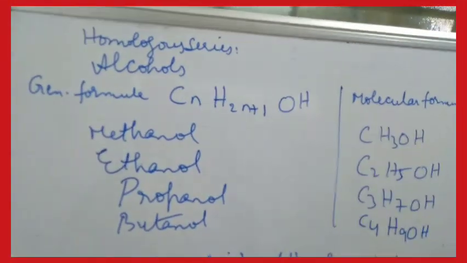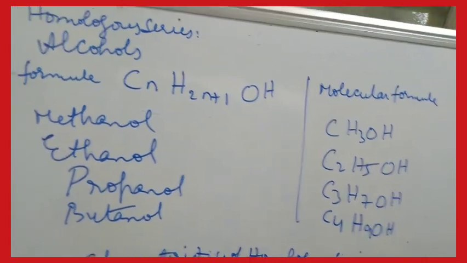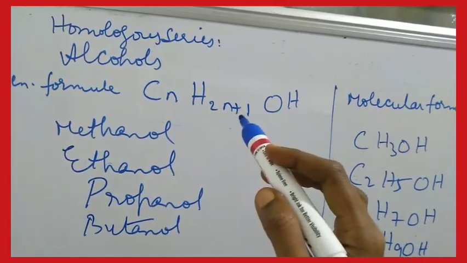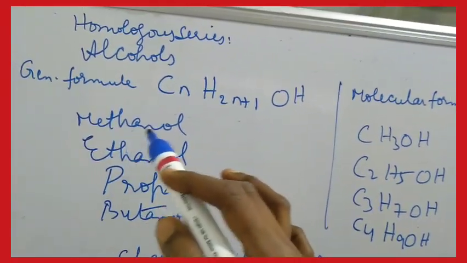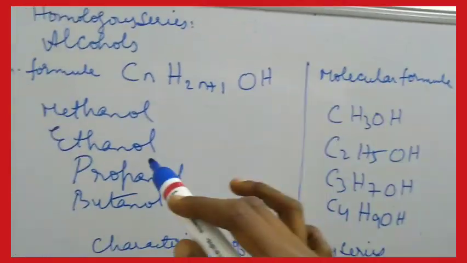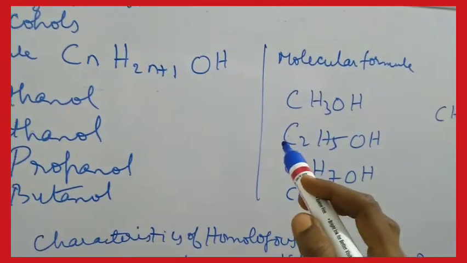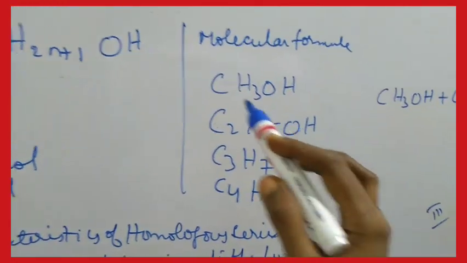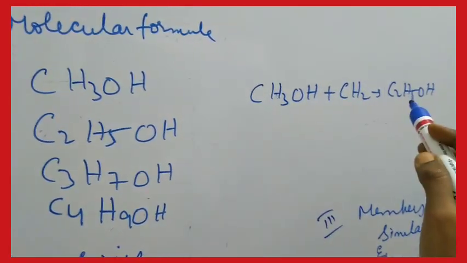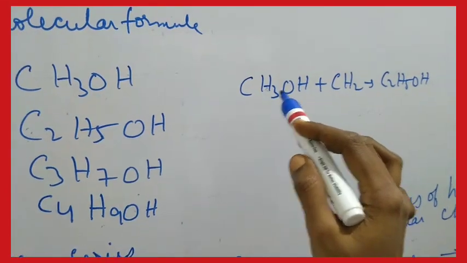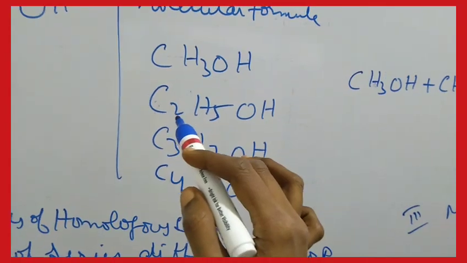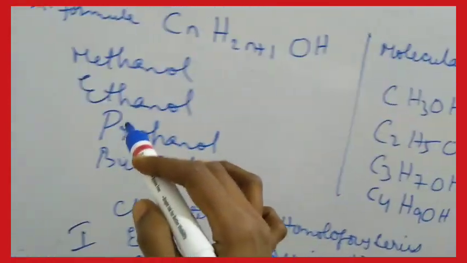Homologous series for alcohols. We have seen for alkanes, alkenes and alkynes. Now let us see for alcohols. General formula for alcohols is CnH2n plus 1 OH. For instance, we have taken methanol, and its molecular formula is CH3OH. The next compound which is formed is ethanol, C2H5OH. How does it form? CH3OH plus CH2, because the difference between the first compound and the second compound is CH2. So if you add CH3OH plus CH2, you are getting C2H5OH, that is nothing but ethanol.